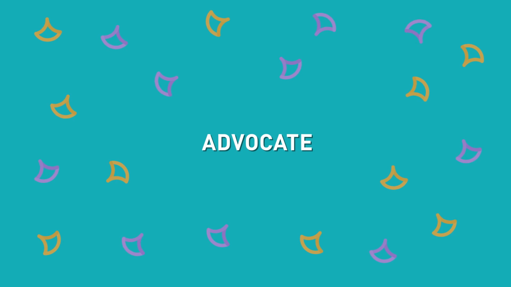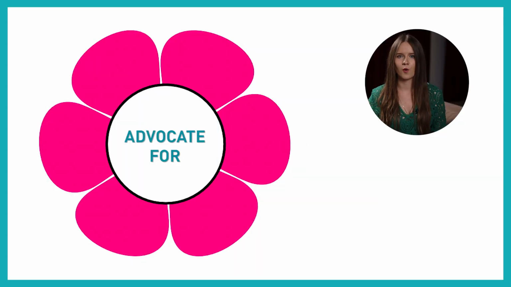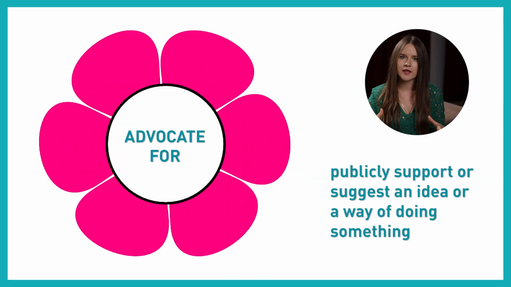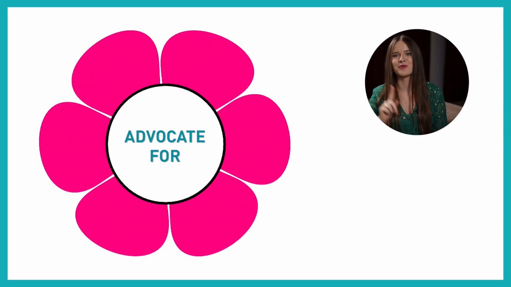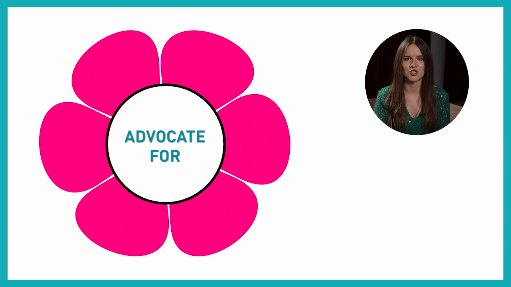Our first word on the list is the verb to advocate. When you advocate for something, you publicly, this is an important point, publicly support or suggest an idea or a way of doing something. For instance, the sentence "she advocates for taking a more long-term view" means that she suggests that we look at the matter from a long-term perspective. It can be followed by a noun or a verb-ing.